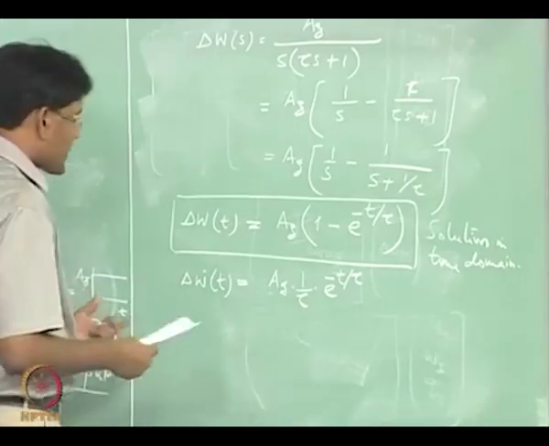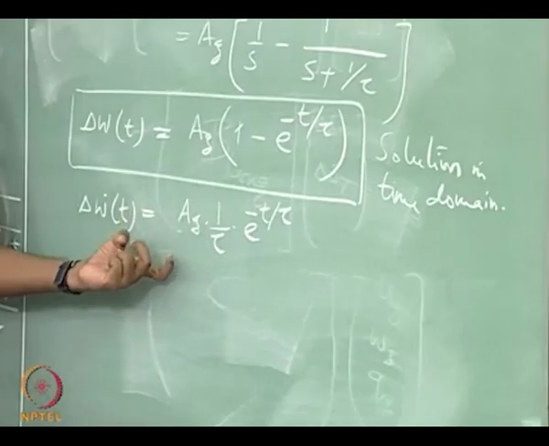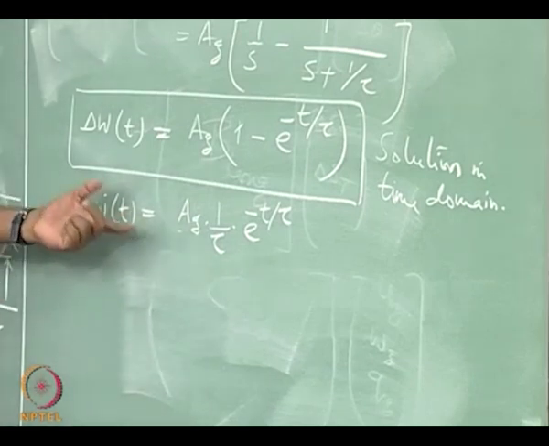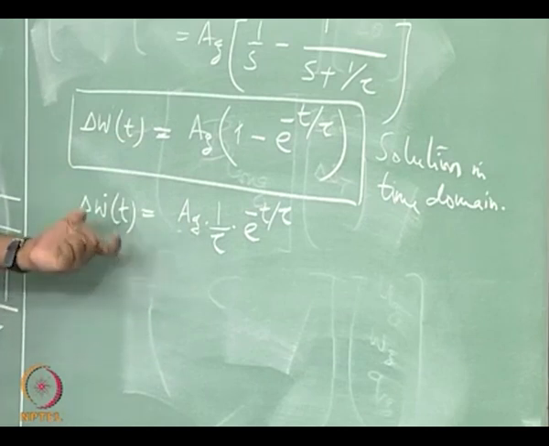When is it going to be maximum? It is going to be 0 at steady state, right, but it is going to be maximum at t equal to 0.